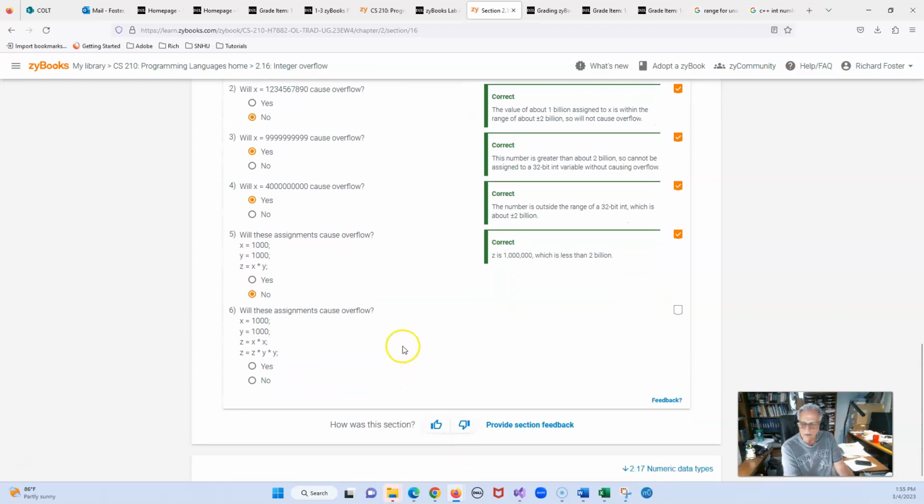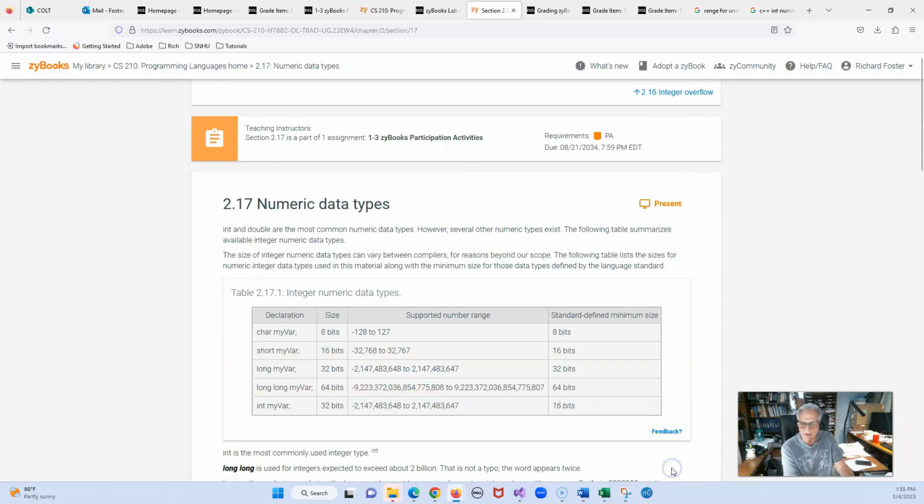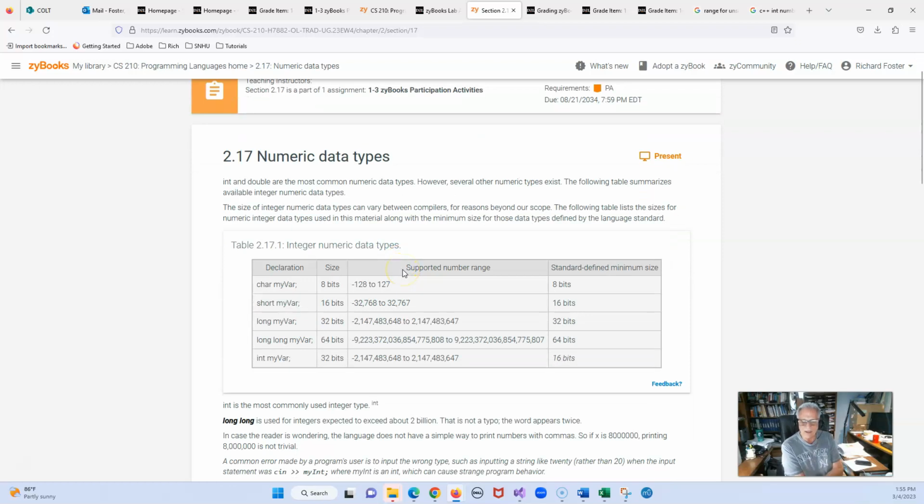All right, so you can move on to the next. We're going to do numeric data types. So this is what I was talking about before. Now remember one thing, a character really is an integer. It's just displayed differently, but it's stored exactly the same way.